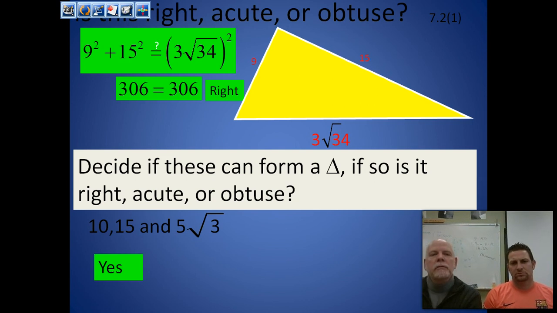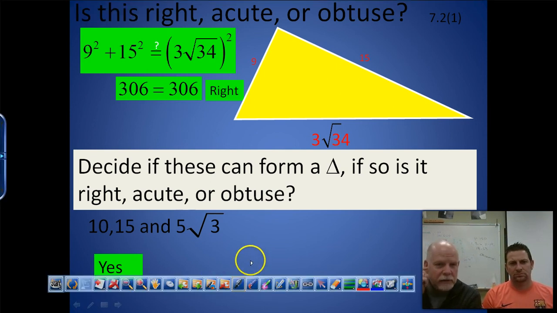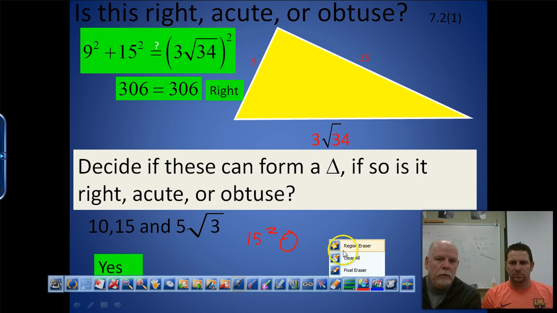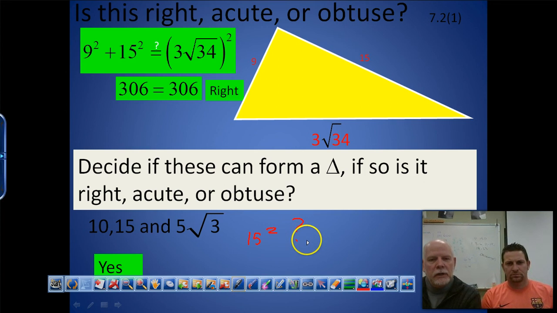Now we need to do the same test we did up above, so we're going to square each of these. Since 15 is the longest side, that's the c, so we're going to take 15 squared and compare that, with a question mark here, as to whether it is equal to, greater than, or less than 10 squared plus 5 radical 3 squared.